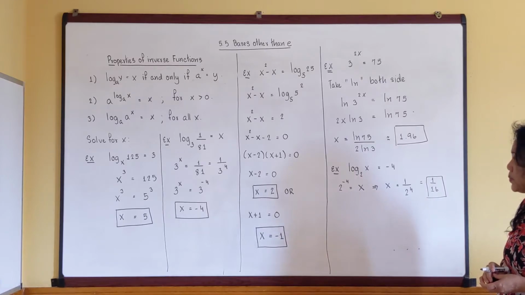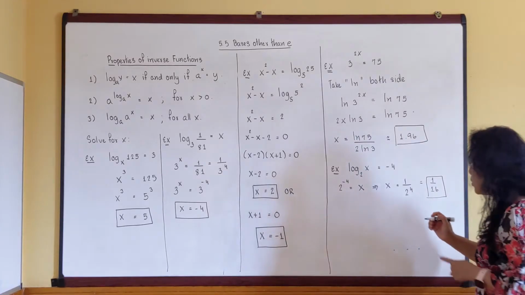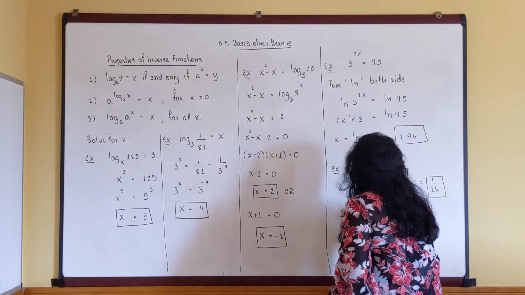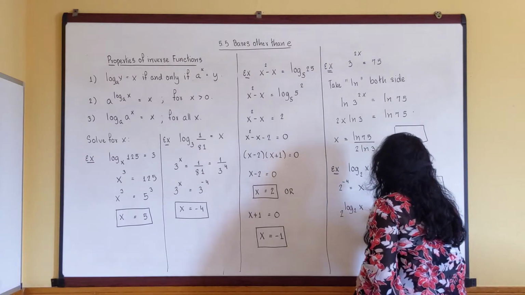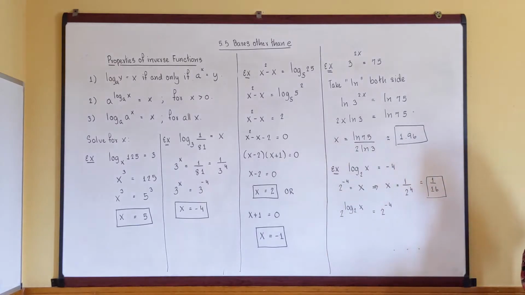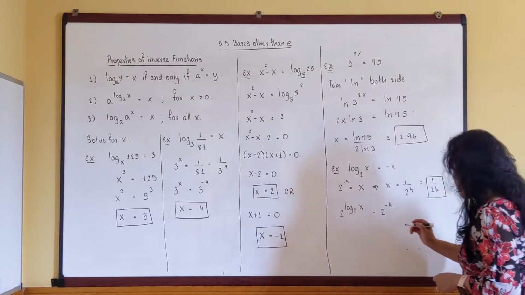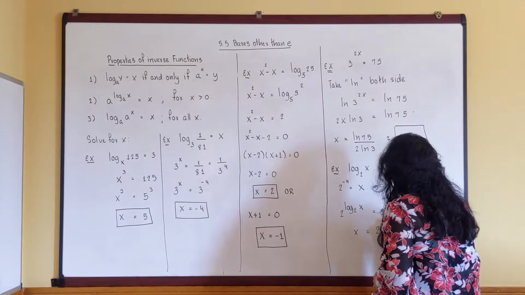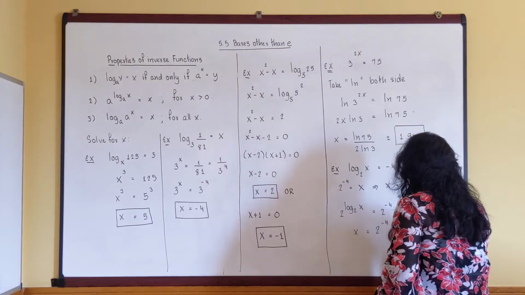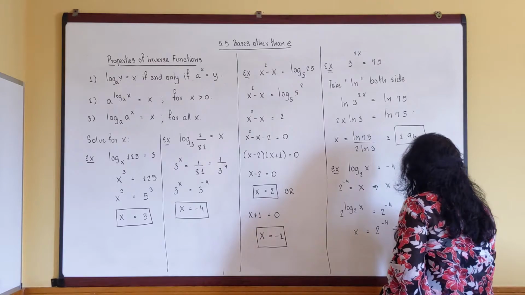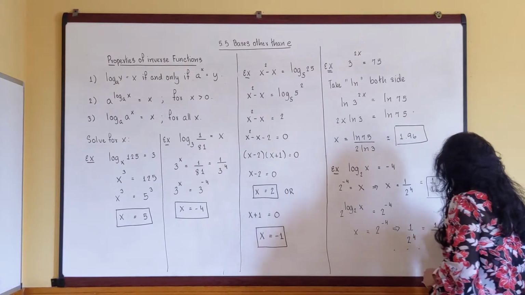So I'm going to try to apply that. I'm going to exponentiate both sides with base 2. So I'm going to have 2 to the log base 2 of x equal to 2 to the negative 4. I picked 2 because I want to apply property number 2. Then on the left hand side, I'm just going to have x, which is equal to 2 to the negative 4, which means x is equal to 1 over 2 to the 4th, which is 1 over 16.